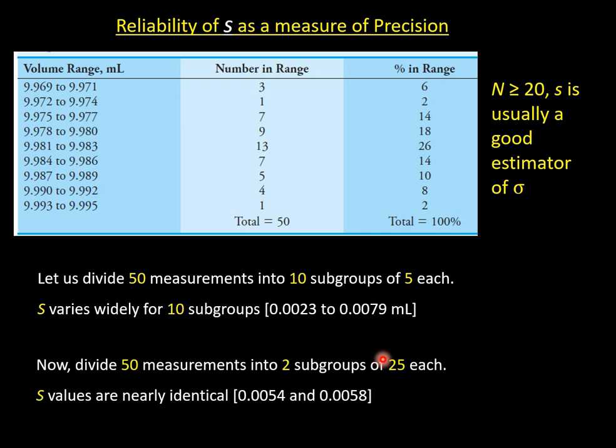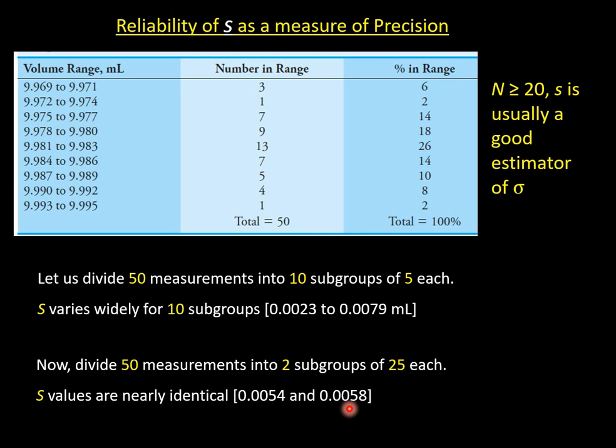It's quite a long range, because we have taken different subsets of only 5 members each. Now, let us think of dividing these 50 measurements into only 2 subgroups of 25. The number is big enough, 25 instead of 5, and here we see the S values are nearly identical. It ranges from only 0.054 to 0.058. So, the range is very small.